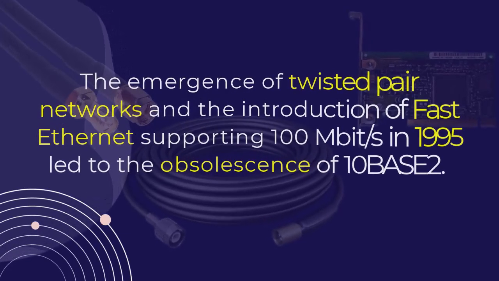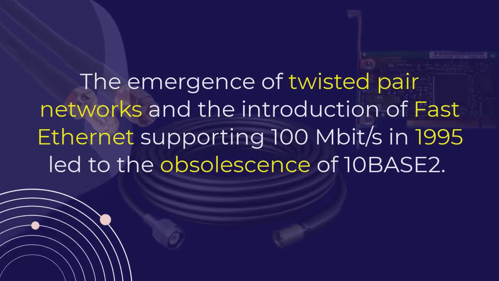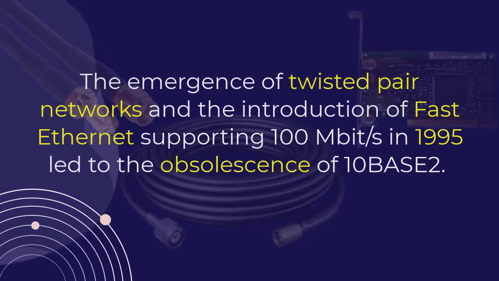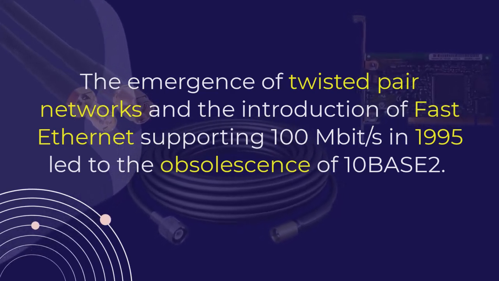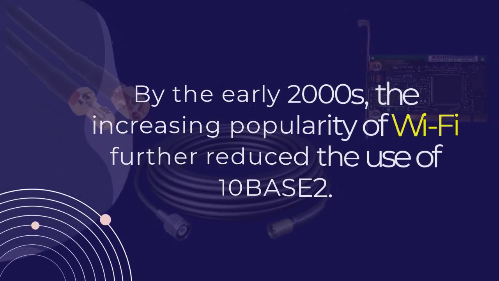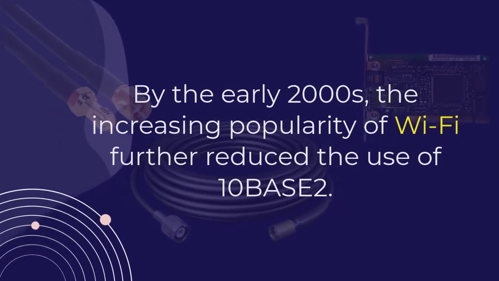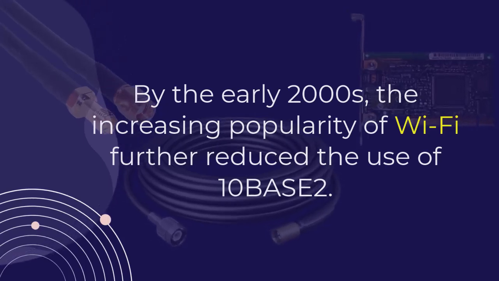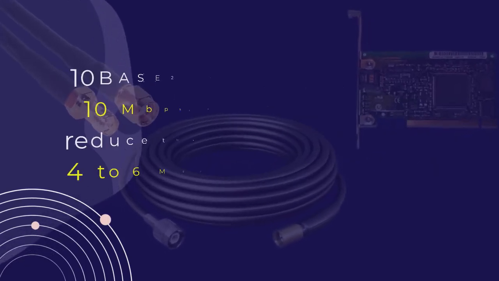The emergence of twisted pair networks and the introduction of Fast Ethernet supporting 100 megabits per second in 1995 led to the obsolescence of 10Base2. By the early 2000s, the increasing popularity of Wi-Fi further reduced the use of 10Base2.